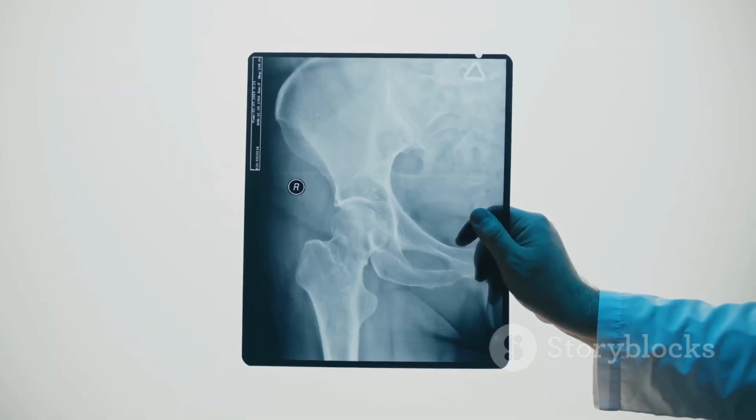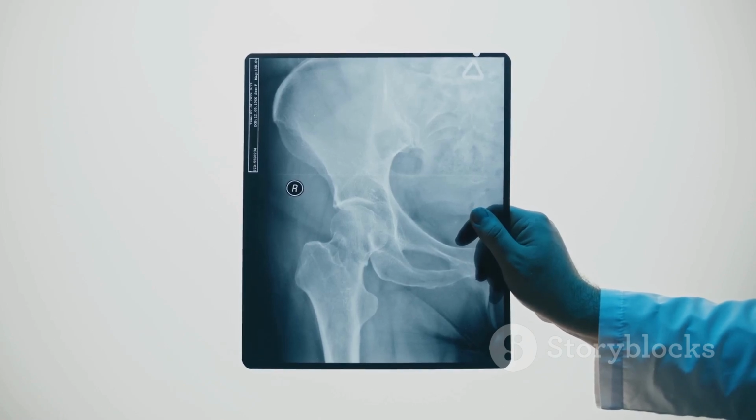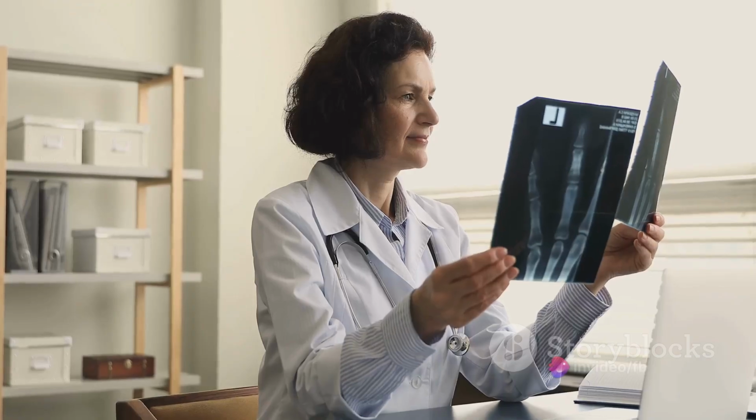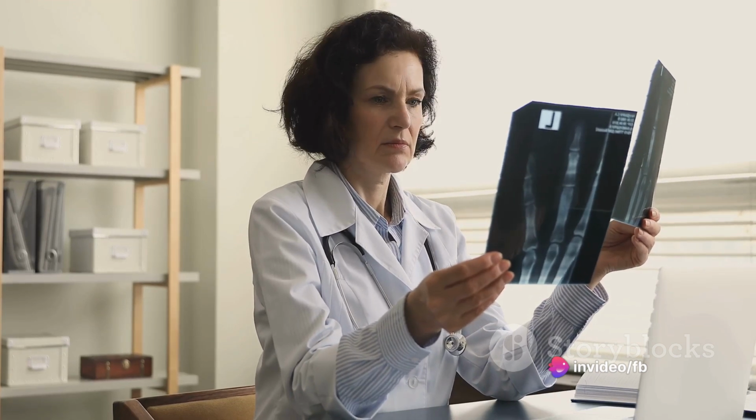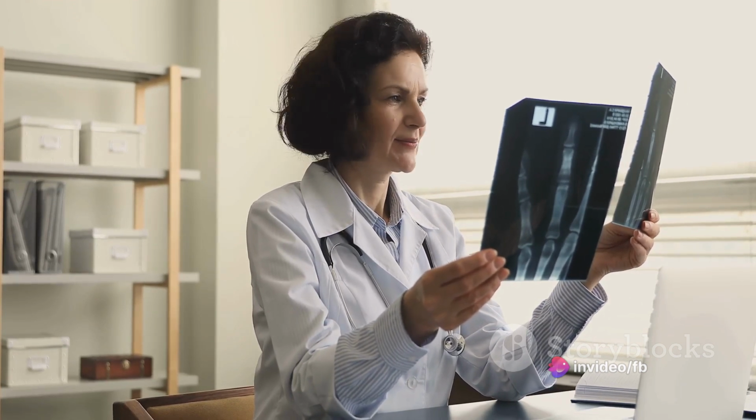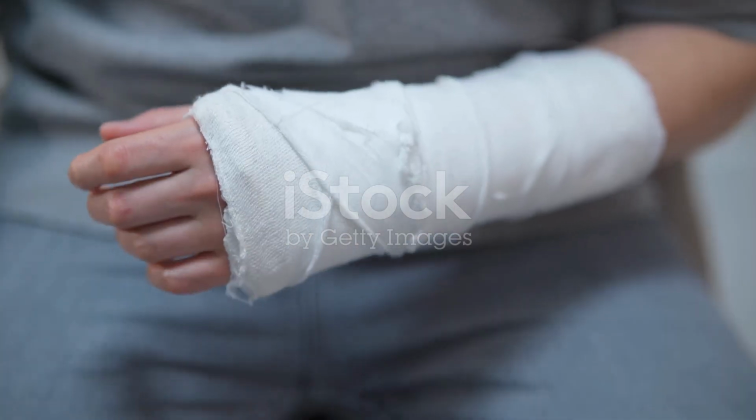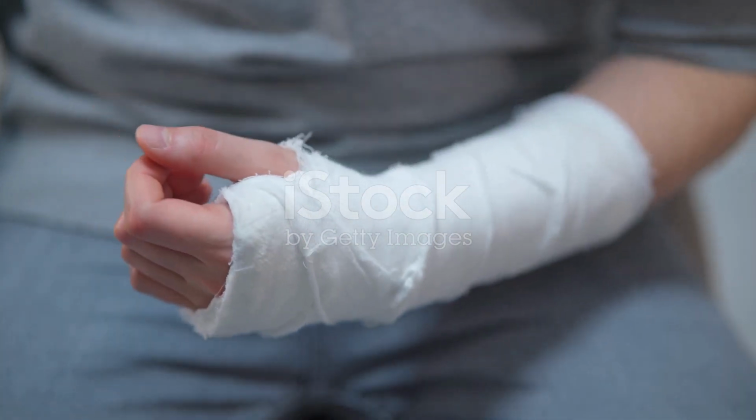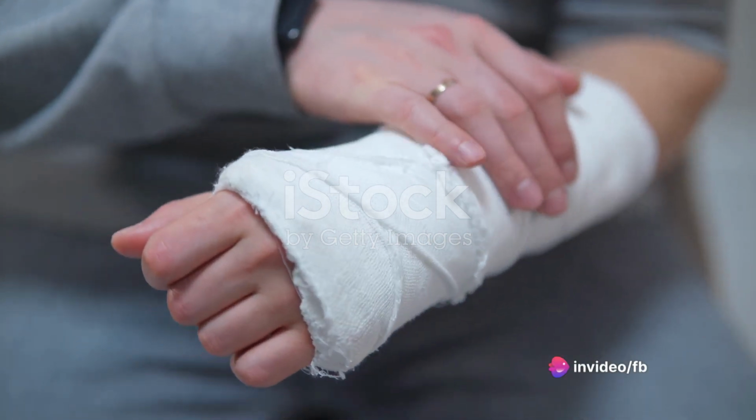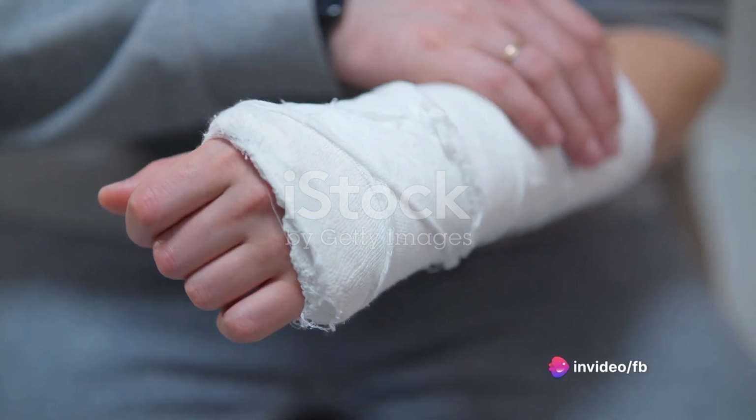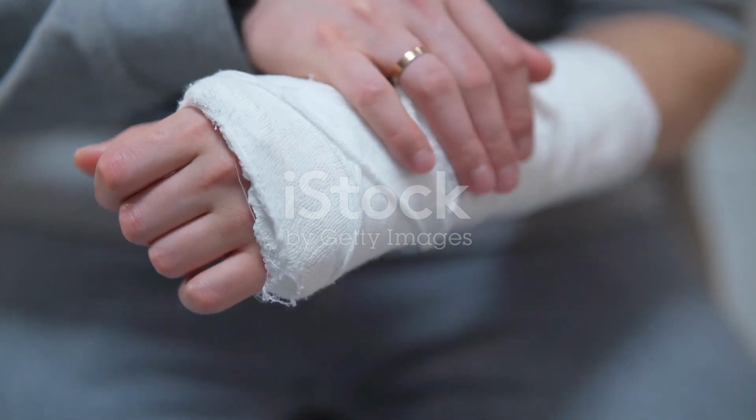Oblique fractures, like any other fractures, come with a set of symptoms that signal something is wrong. These symptoms range from subtle to quite obvious, and it's crucial to be able to recognize them, as early detection can lead to more effective treatment and faster recovery. Firstly, pain is the most common and immediate symptom. This isn't just a mild discomfort. We're talking about intense pain that escalates when you attempt to move or apply pressure to the affected area.